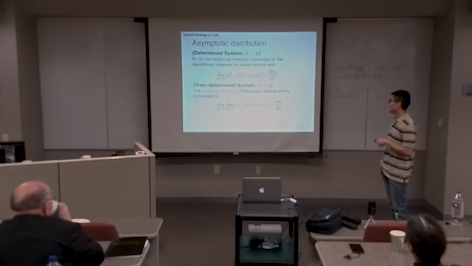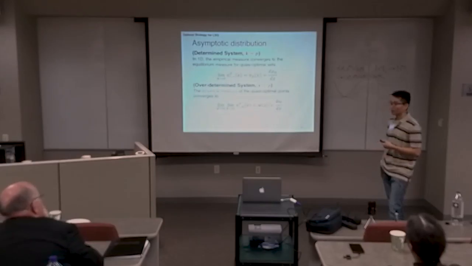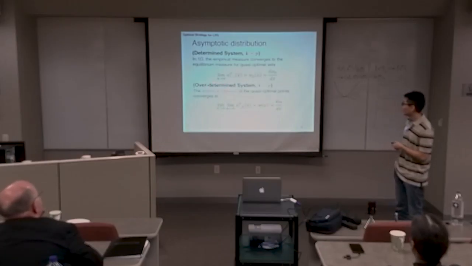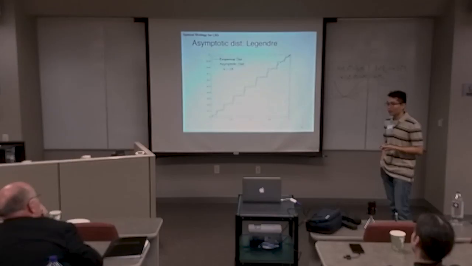For the over-determined setup, the quasi-optimal points converge to the orthogonal probability measure of the basis, omega. So let me show some numerical examples for a 1D over-determined setup. When the Legendre polynomials are used, the underlying probability is uniform.